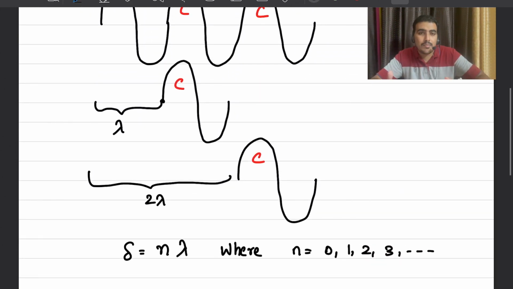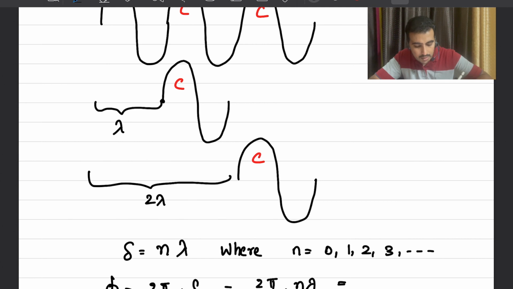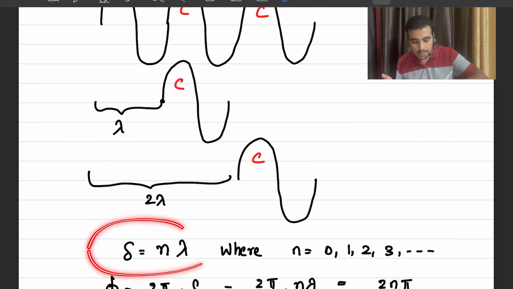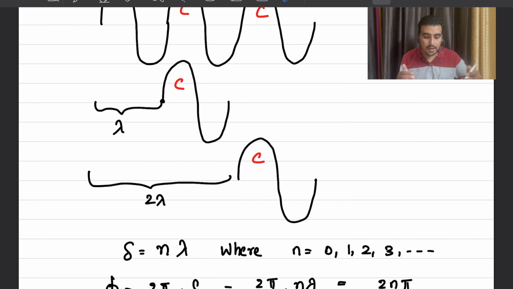What will be in terms of phase difference? It's very easy, because we know that phase difference is equal to 2 pi by lambda times the path difference, isn't it? So for bright band we can write the phase difference condition as 2 pi by lambda times n lambda. So what will happen? Lambda gets cancelled and you get 2n pi, isn't it? So either you can say path difference as integer multiple of wavelength, or phase difference as 2n pi.